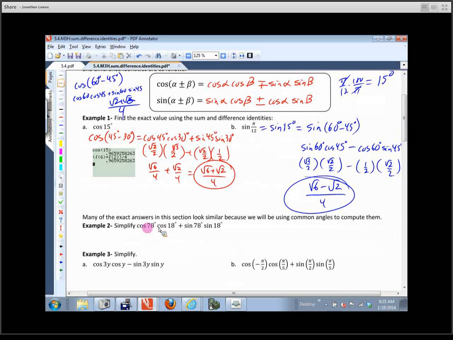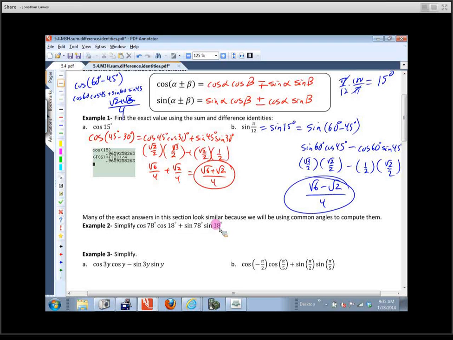Cosine, cosine, sine, sine. Notice that the first angle here is the same as the first angle there. Second angle here is the same as second angle there. Is this a cosine or a sine? This is a cosine. Question is, what do you do with the two angles? Do we add or do we subtract? We subtract them because these two are the same. That has to be the opposite operation when we put it in here. So this is going to be the cosine of 60.